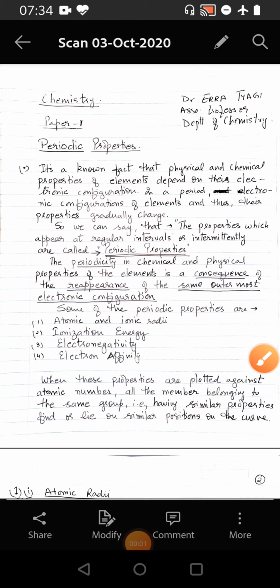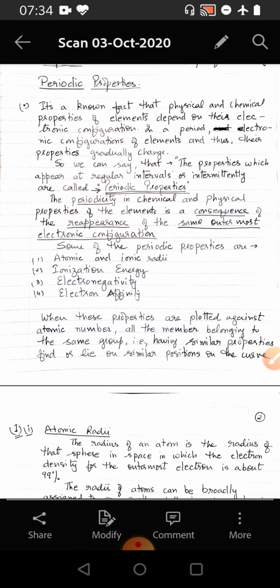In this video, we are going to study Inorganic Chemistry of BSc Part 1. The chapter is Periodic Properties. It is a known fact that physical and chemical properties of elements depend on the electronic configuration. In a period, the electronic configuration of elements, and thus their properties, gradually change. So, we can say that the properties which appear at regular intervals or intermittently are called periodic properties.